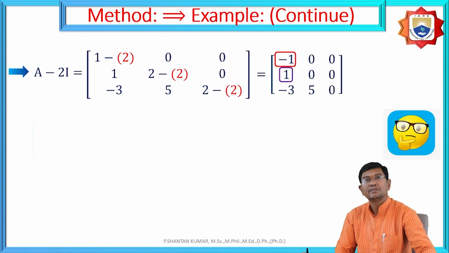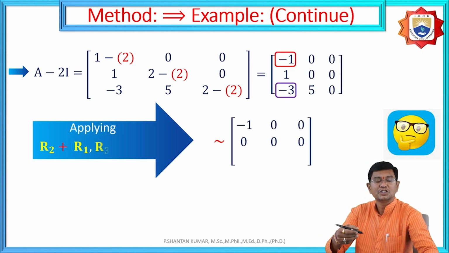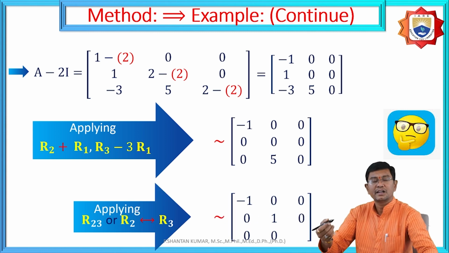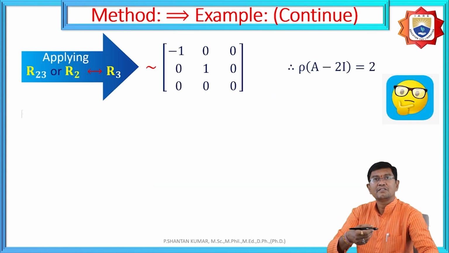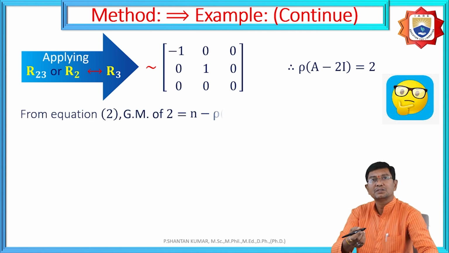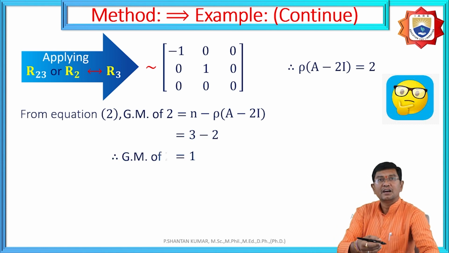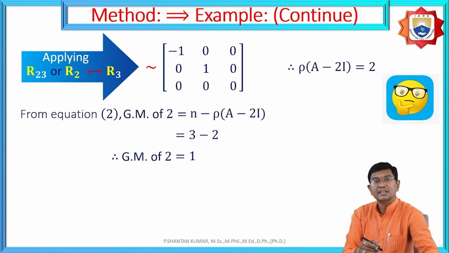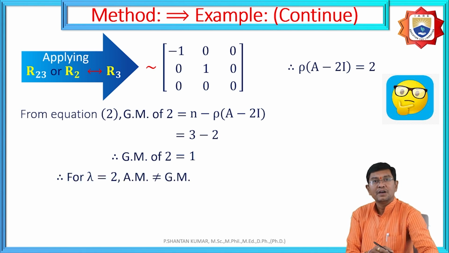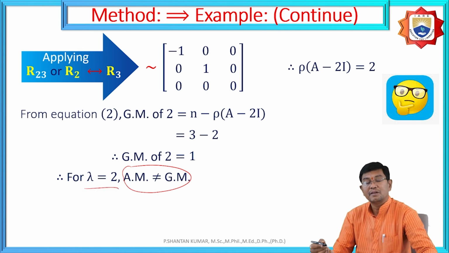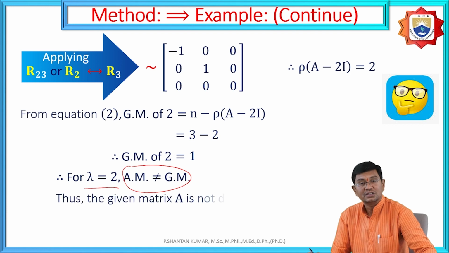In this problem, using the Gauss elimination method, reduce to echelon form. After that, in echelon form the rank is 2, and GM is equal to n minus rank of A minus 2I, therefore 3 minus 2. But in this problem AM is equal to 2 and GM is equal to 1. Therefore AM is not equal to GM at lambda equal to 2, so this matrix is not diagonalizable.